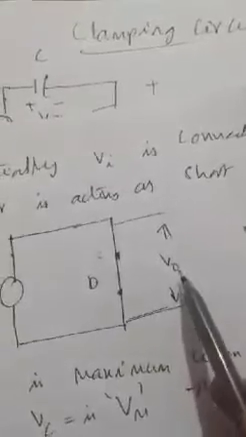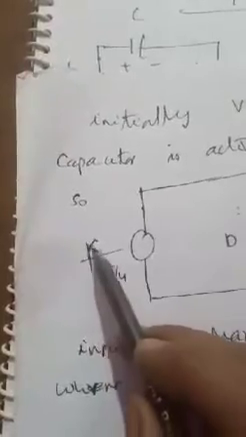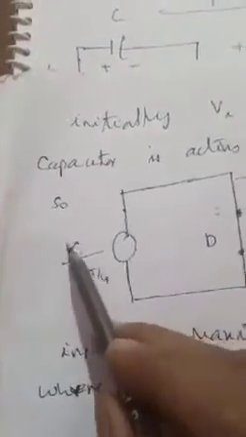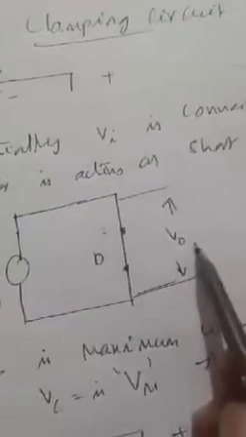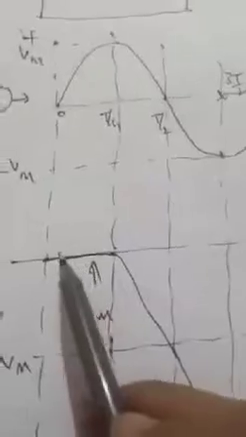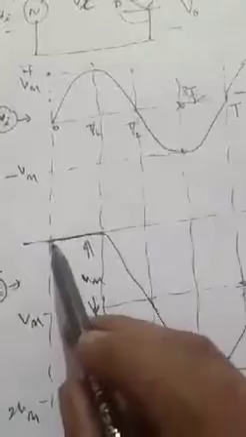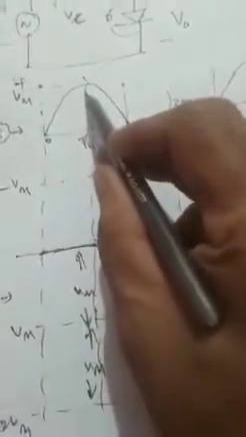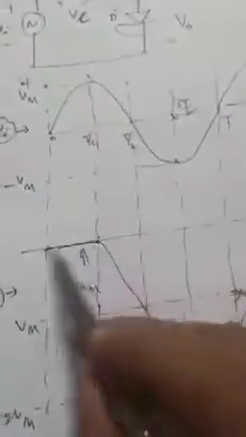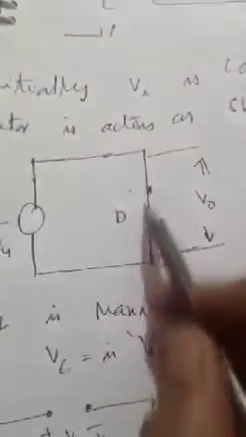Then what is the output voltage? It is 0. That means when the input goes from 0 to T by 4, the waveform goes up to Vm, and during that period the voltage V naught is equal to 0. That's why up to this is the output signal. So during the transition 0 to T by 4, V naught is equal to 0 because the diode is a short circuit.